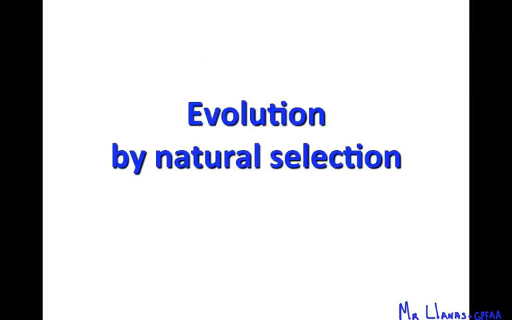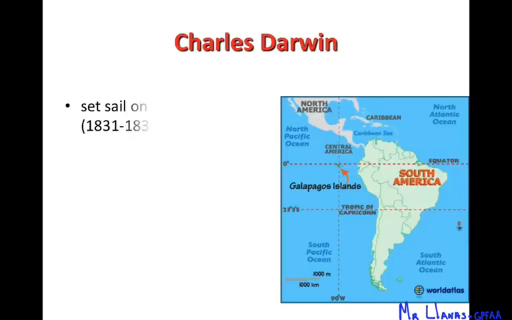Hey guys, so we're going to talk about evolution by natural selection. Natural selection is one of the main mechanisms of why evolution happens, okay? And this idea of natural selection was proposed by Charles Darwin.